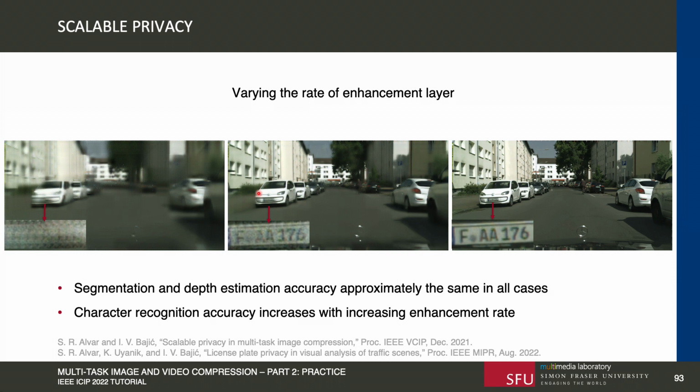And as you allow more and more bits for the enhancement features, you get to a point where a reasonably clear picture of the license plate is possible, and character recognition accuracy increases. Meanwhile, in all of these figures, segmentation accuracy and depth estimation accuracy is about the same. So enhancement features don't affect those non-private tasks.